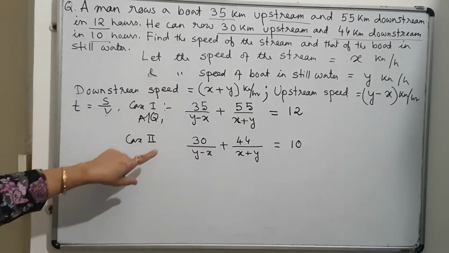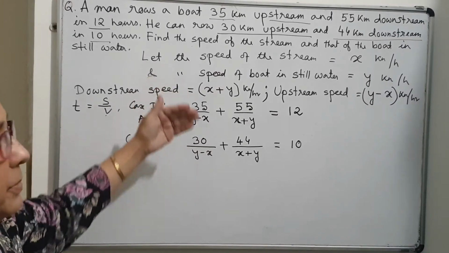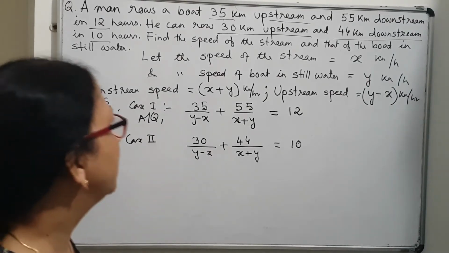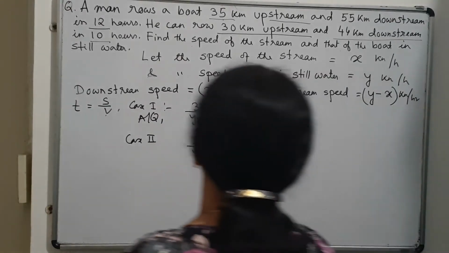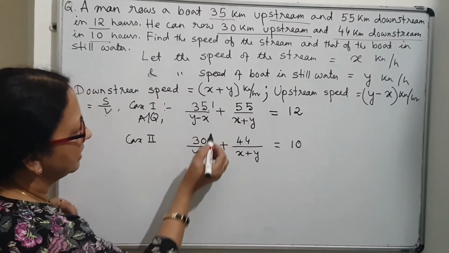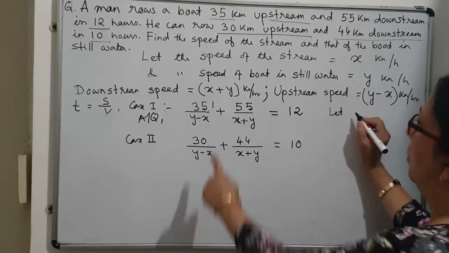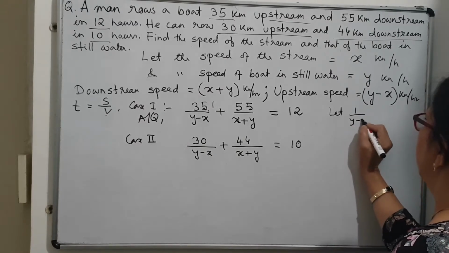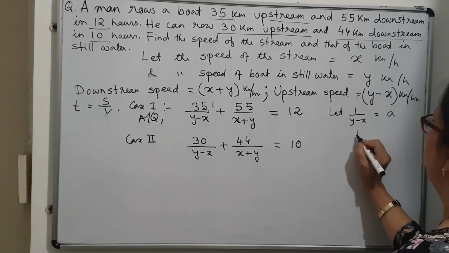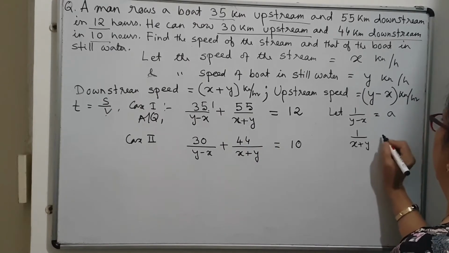From this it comes. Now these equations are not linear equations. So I have to convert them into linear equations by suitable substitution of variables, as I have shown you in the last videos. So what will I be doing? Obviously you look at this: 35 into 1 upon y minus x, 30 into 1 upon y minus x. So I will take 1 upon y minus x, the reciprocal of the denominator of the first term, to be variable a, and the reciprocal of the denominator of the second term to be another variable b.